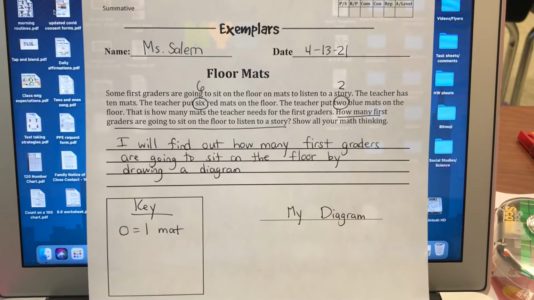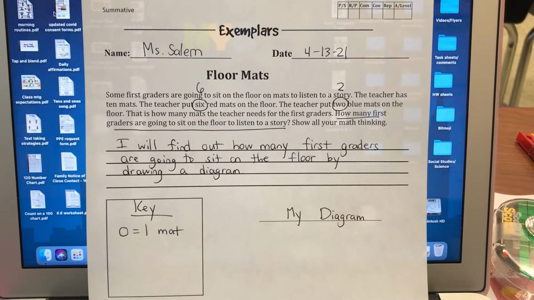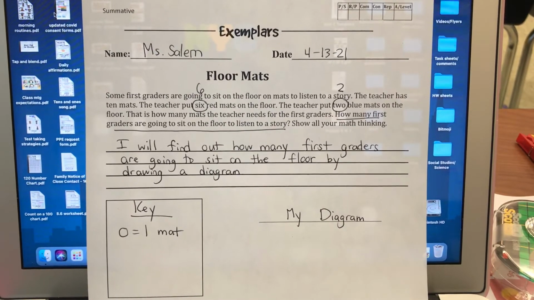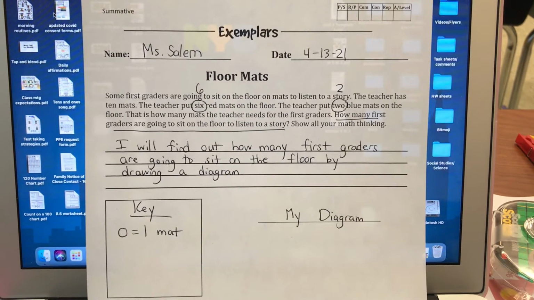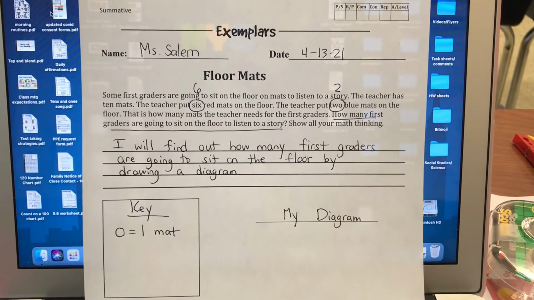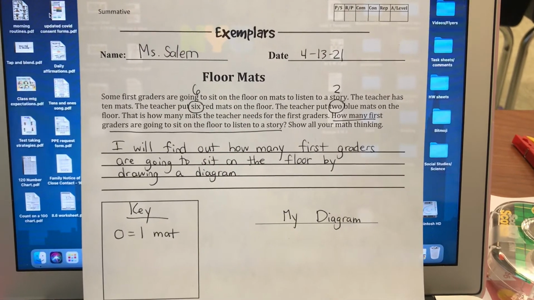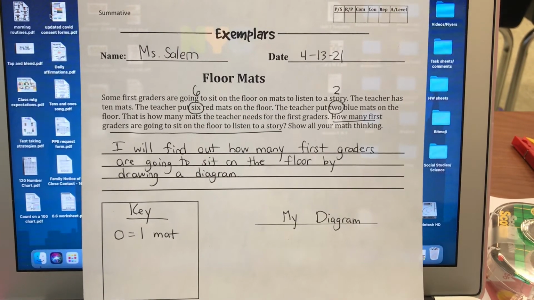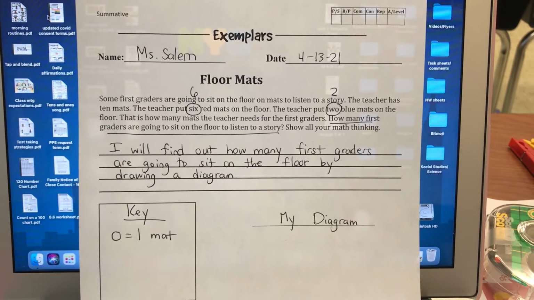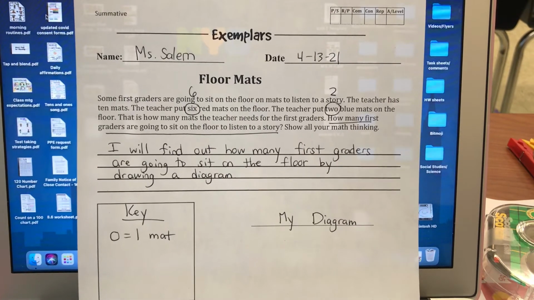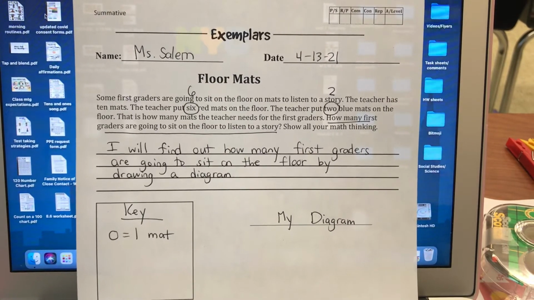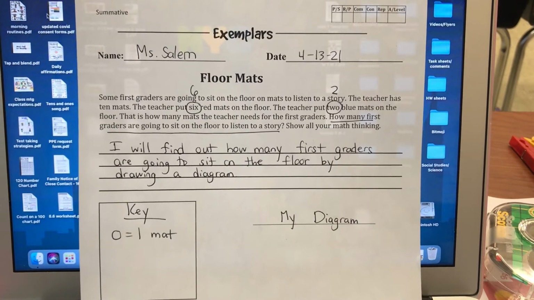Some first graders are going to sit on the floor on mats to listen to a story. The teacher has 10 mats. The teacher puts 6 red mats on the floor. The teacher puts 2 blue mats on the floor. That is how many mats the teacher needs for the first graders. How many first graders are going to sit on the floor to listen to a story? Show all your math thinking.